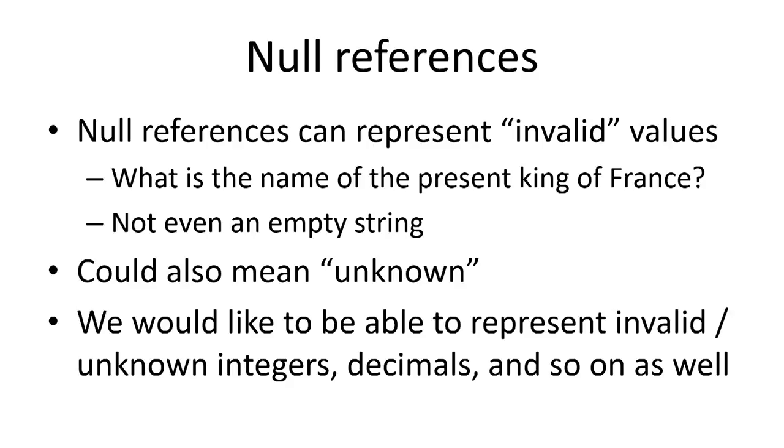So we would like to be able to represent in C# this idea of invalid or unknown integers, decimals, doubles, and so on. But those are all value types. And value types don't have a null reference because they're not reference types. So what do we do?